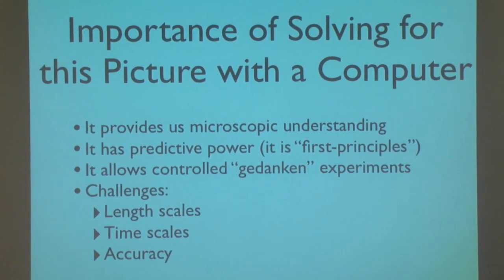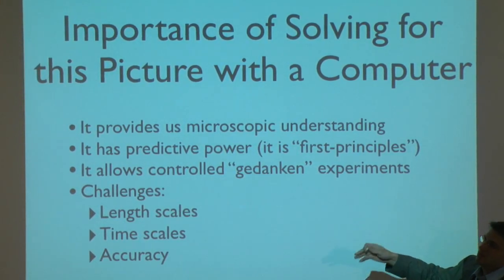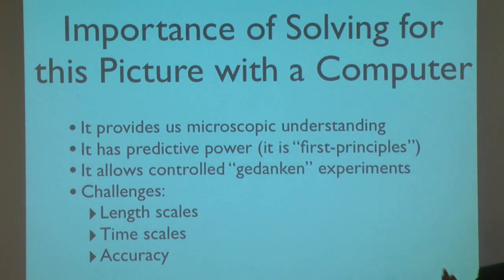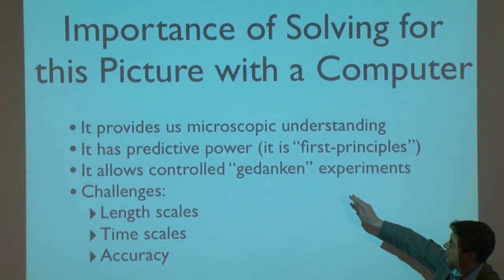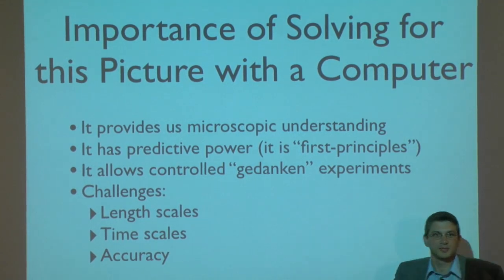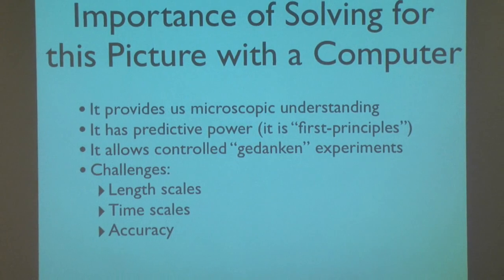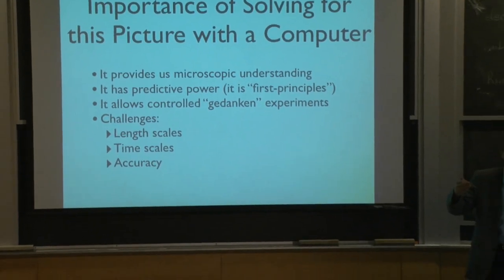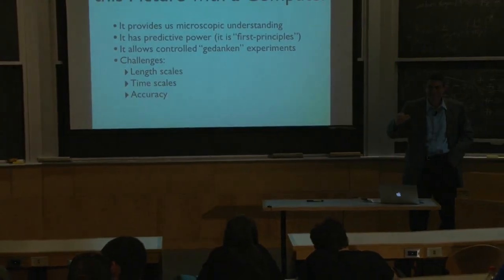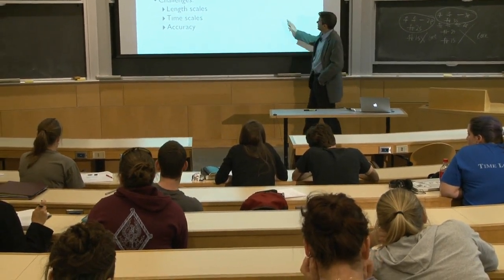Now, why is this important to solve in the computer? These are the same reasons as for classical, the first part of the class. It provides us with a microscopic understanding. It has predictive power. And in this case, we can really say it's first principles. You hear this word first principles. How many of you have heard first principles? What does it mean? Take a guess. From basic axioms, you're not really assuming very much.